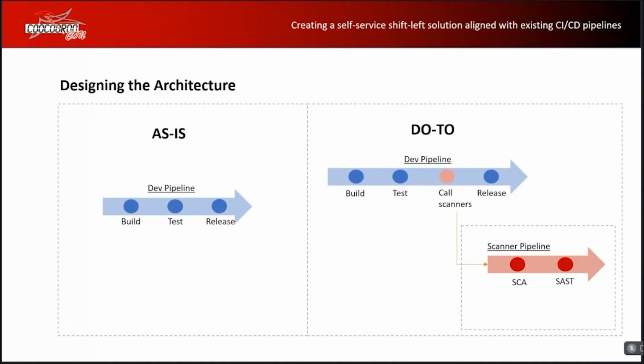From the left side is the traditional flow of the pipeline: building the project, performing unit testing, etc., then releasing the latest build we deployed. What we were planning to implement was to make the development pipeline call scanner jobs from a separate pre-configured pipeline and provide results to the main development pipeline, which can decide whether the scanned project is okay to proceed to the next step.